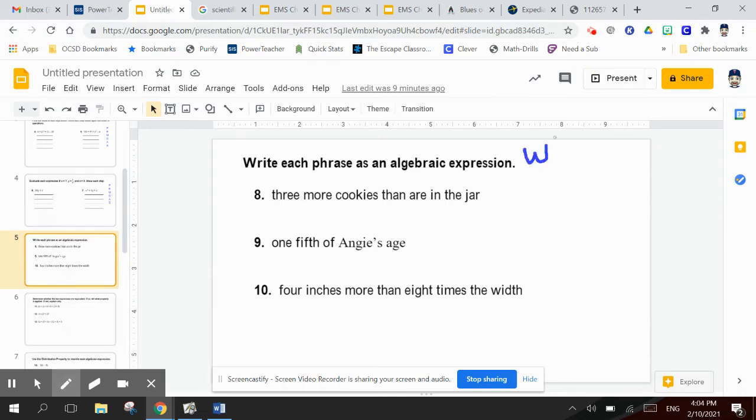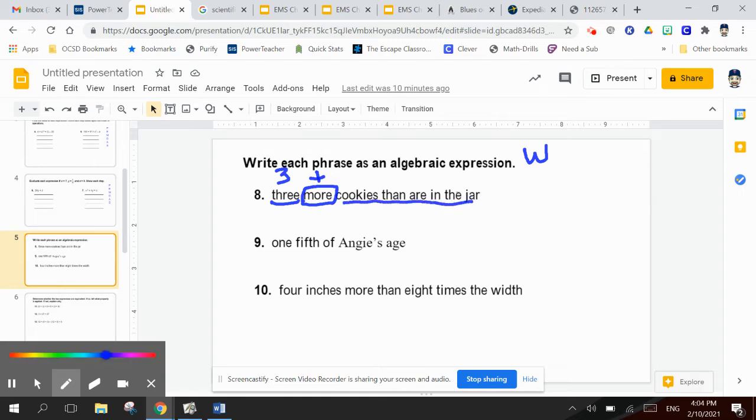So number 8 says 3 more cookies than are in the jar. 3, that's a number. More tells me to add cookies that are in the jar. Well, how many cookies are in the jar? I don't know. That's my variable. So to write this phrase using an algebraic expression is 3 plus W. Again, you can have W plus 3. That's okay too.